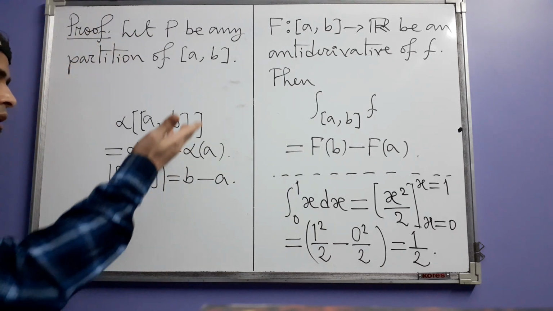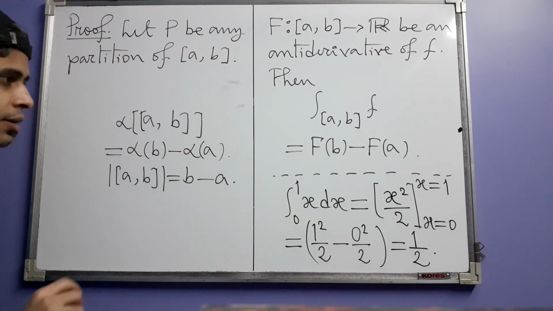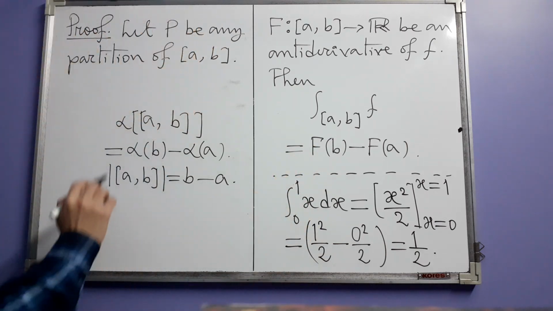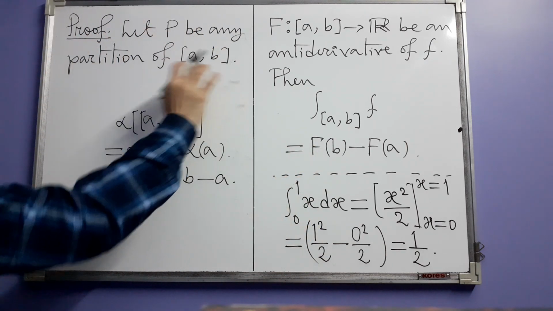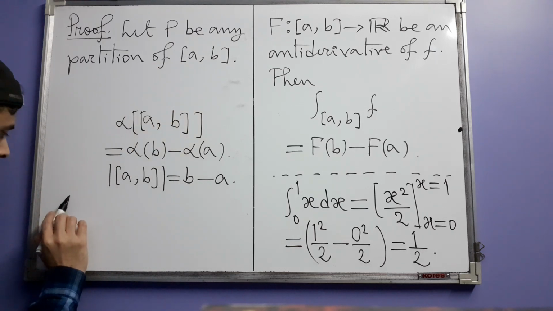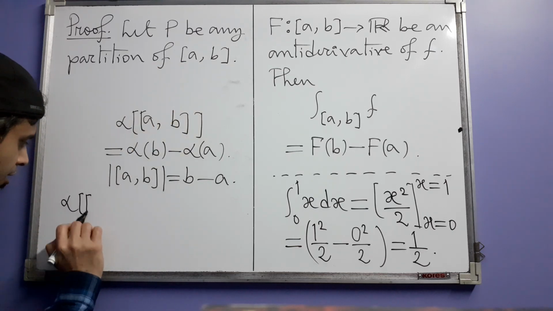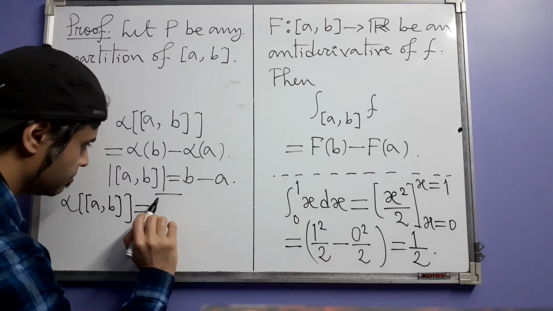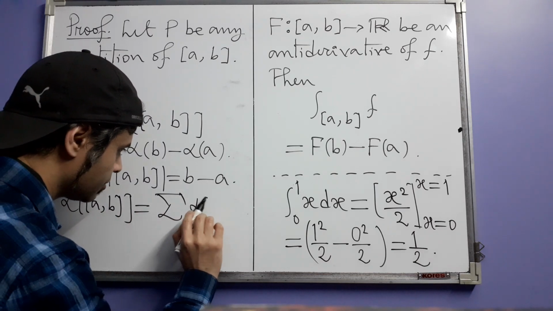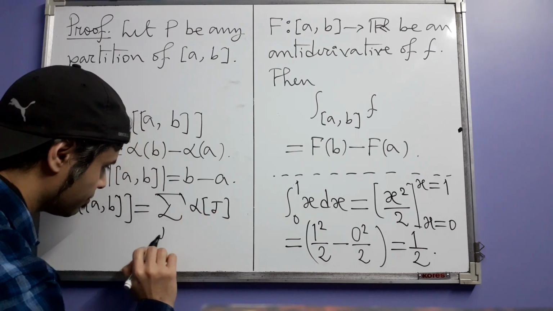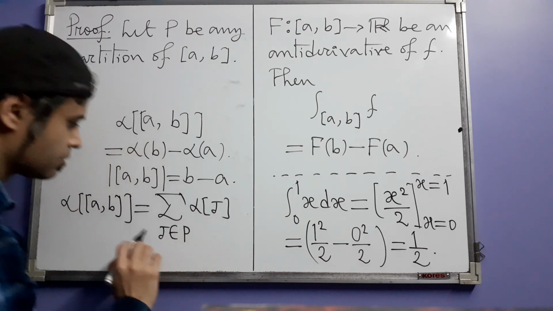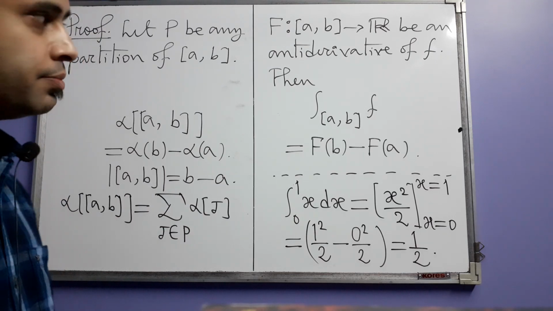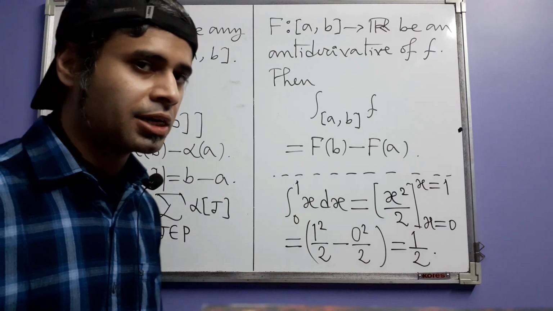So we can calculate the f length of this interval, and the additive property of alpha length says that if you take a partition of your interval, then the alpha length of the interval is equal to the sum of the alpha lengths of the subintervals in that partition. This we are going to use. So let's see what we get.